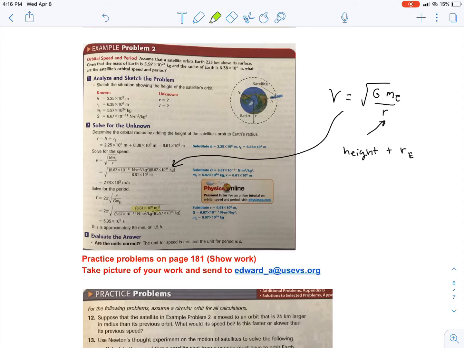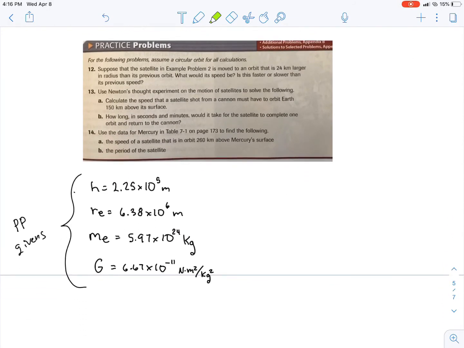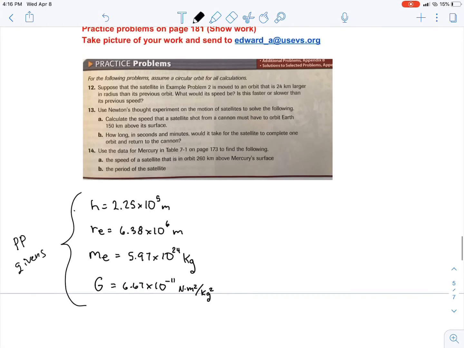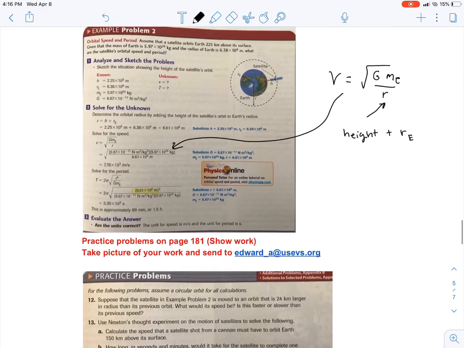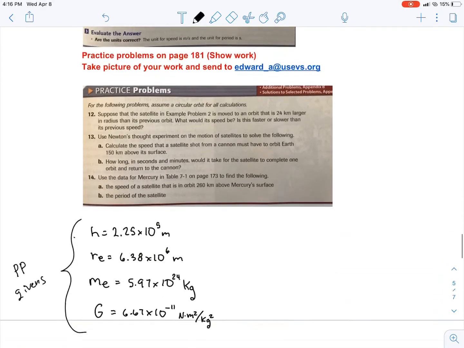Okay, let's look at problem 12. Suppose that the satellite in example problem 2 is moving to an orbit that is 24 kilometers larger in radius than the previous orbit. What would be the speed? Is this faster or slower than the previous speed? Okay, so we're going to try to solve for the speed. That's this equation right here. Velocity is the speed.